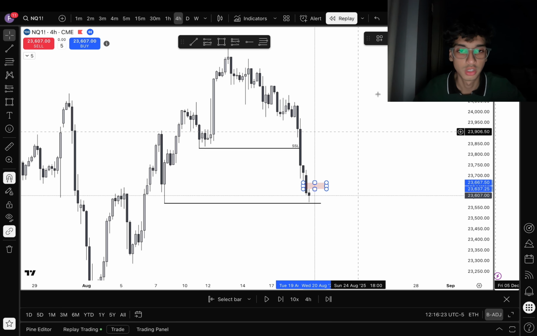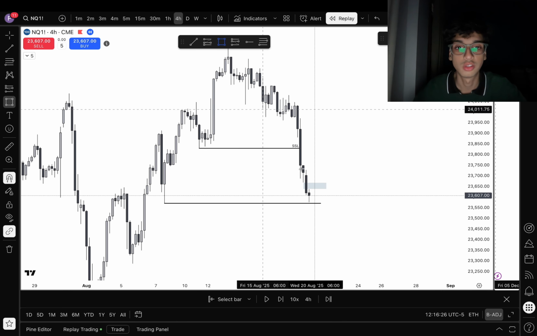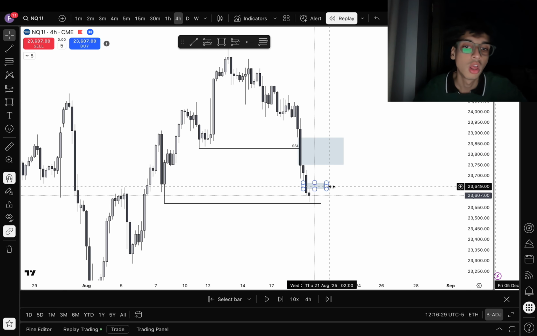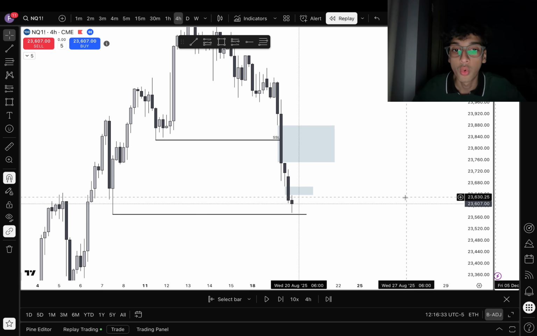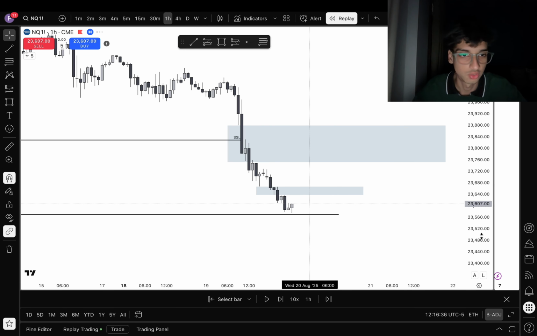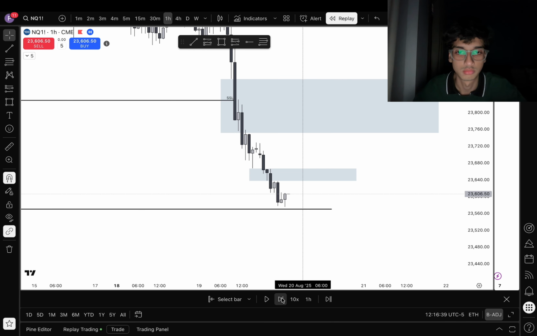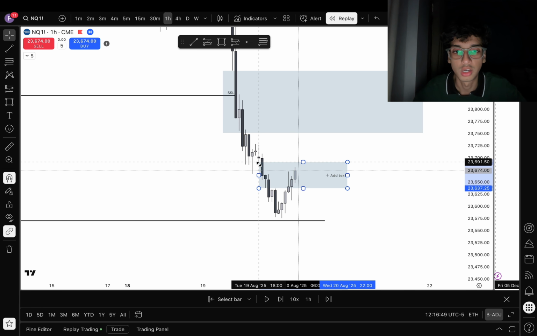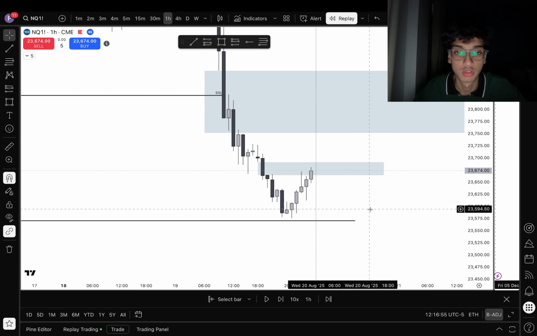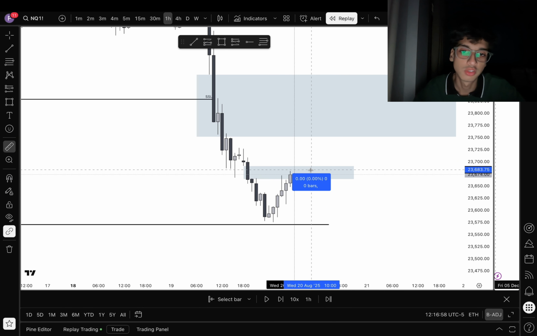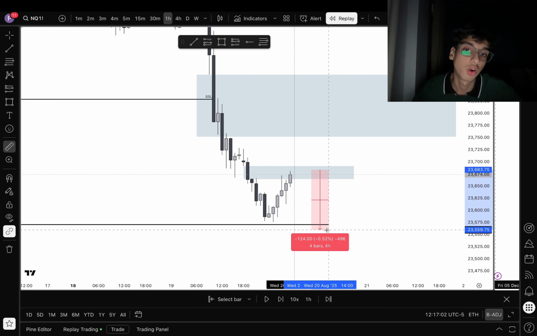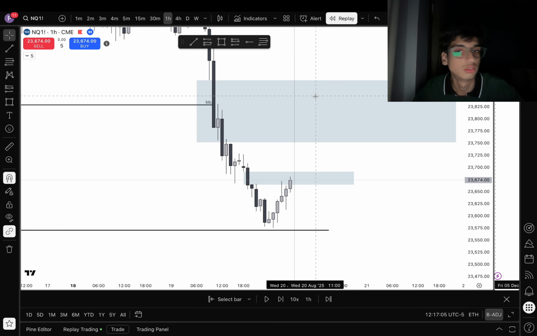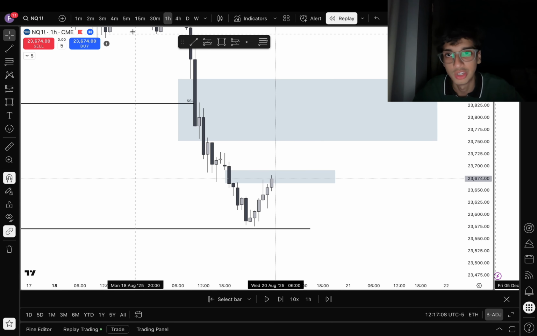We have two inefficiencies right here. One is this 4 hour inefficiency, and the second one would be this inefficiency. I basically wait for price to show reaction inside these 4 hour unfilled bearish inefficiencies. Okay. We are moving higher. Yeah, it looks good because we still have a 1 hour inefficiency right here, if I'm not wrong. I wanna see either price give displacement again for this sell side right from here, or we go up and rebalance back to the equilibrium of the range.